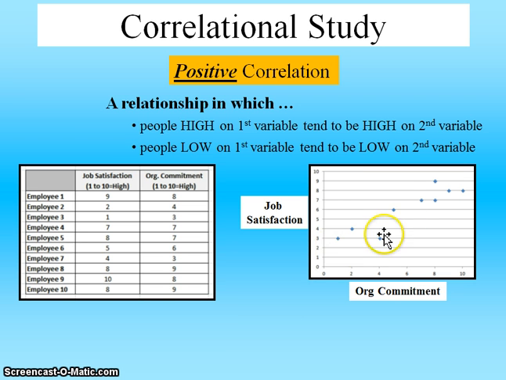And graphically, here's what that relationship would look like. There's a trend going from the lower left to the upper right portion of the graph. So that's what's called a positive correlation.